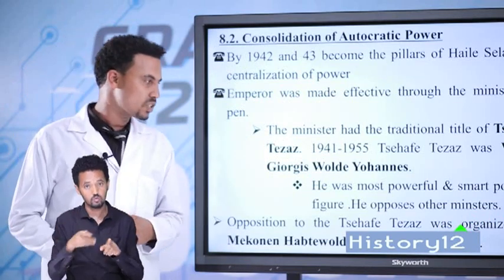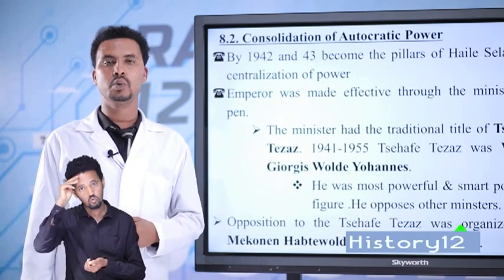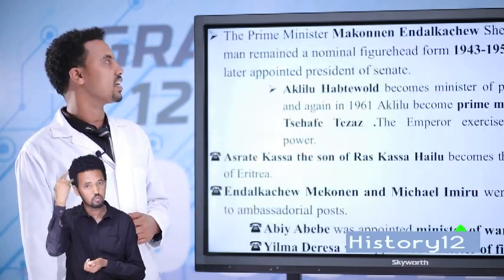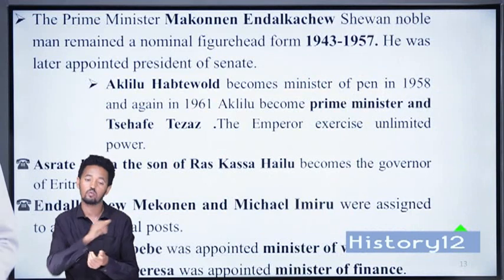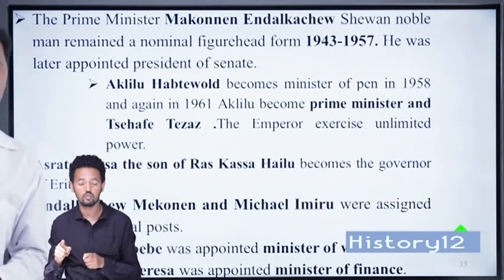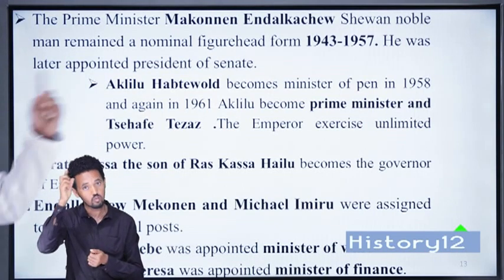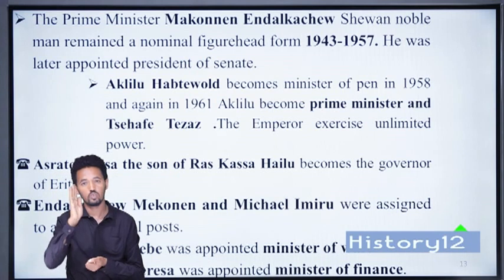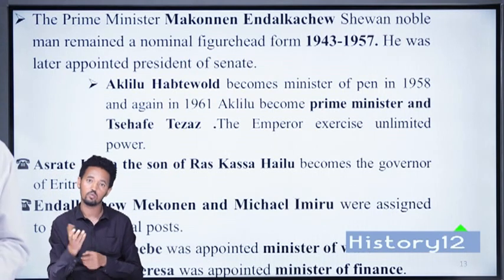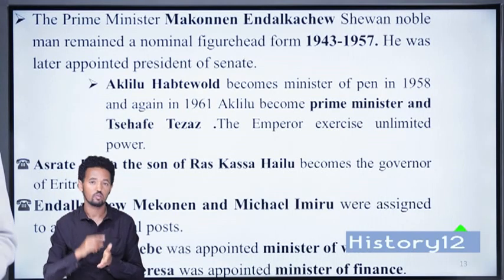Opposition to the ጸሐፌ ትእዛዝ was organized by መኮንን ሀብተወልድ. መኮንን ሀብተወልድ was a minister of finance. The prime minister of the time was መኮንን እንዳልካቸው. መኮንን እንዳልካቸው was the first prime minister of Emperor Haile Selassie. He was a Shawan nobleman and remained a nominal figure from 1943 up to 1957. Later he was appointed president of the Senate.